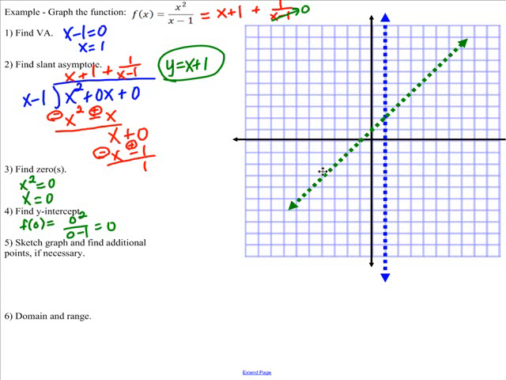Now we know that we have a 0 at x equals 0. I'm going to put that in red. Do we know any other points from the information we've been given? No. So let's find some additional points. We need some points to the right of our vertical asymptote, so let's plug in 2. f of 2 is 2 squared over 2 minus 1, which is 4 over 1, or 4. So we have the point (2, 4).